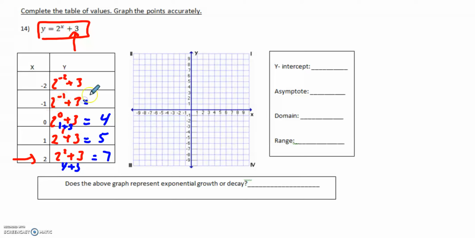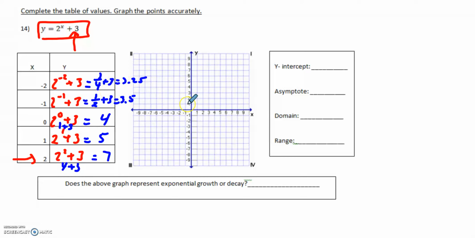2 to the negative first is really the reciprocal. So 2 to the first is 2. So 2 to the negative first is the reciprocal, 1/2, plus 3, which is 3.5. And then 2 squared is 4. So 2 to the negative second is the reciprocal, 1/4, plus 3, which is really 3.25. So if I graph all this information, I notice that my values are getting closer and closer to 3. I go from 7 to 5 to 4, 3.5, and then 3.25.